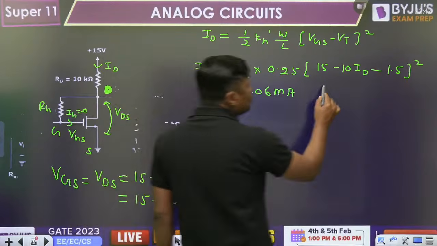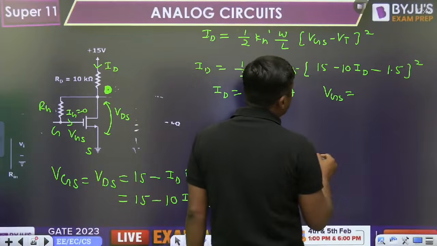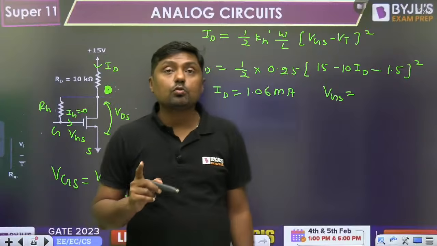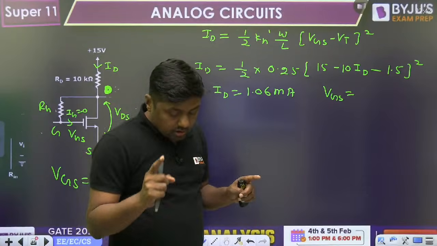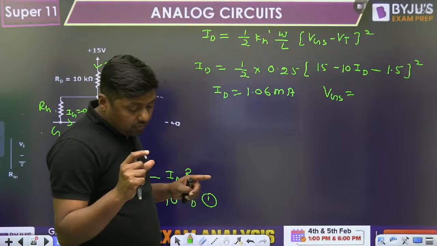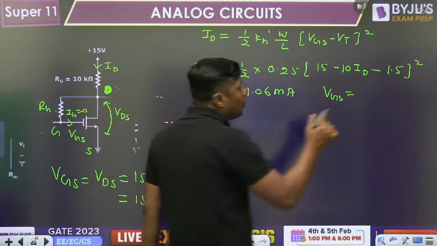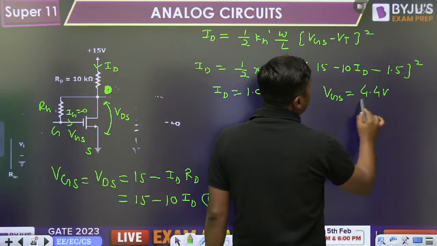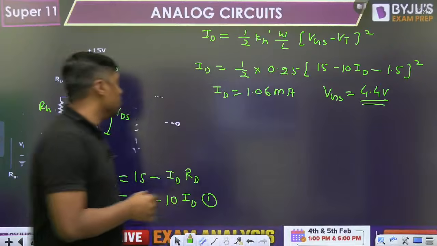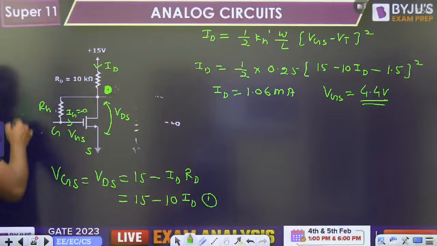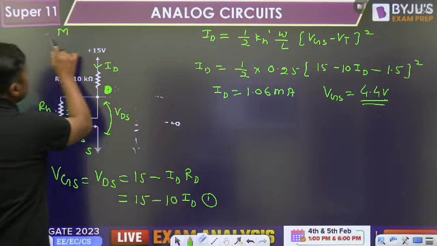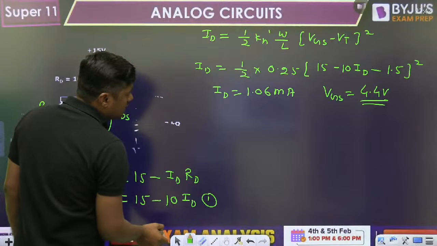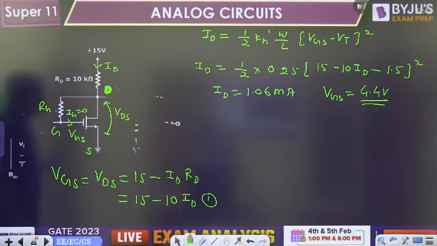Once you get the ID, from this you have to find the VGS. This VGS should be greater than the threshold voltage, because you will find two answers. So what is the second one? You will find VGS is equal to VDS is equal to 4.4 volt. Okay. Right. Now, last question, and then just 1 minute. VGS is equal to 4.4 volt.